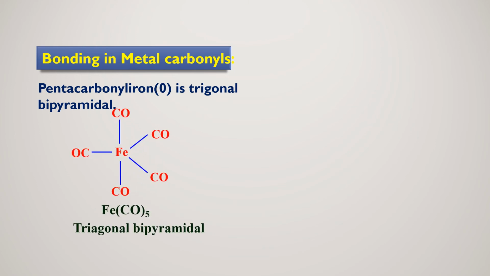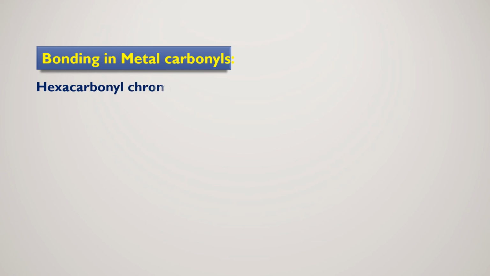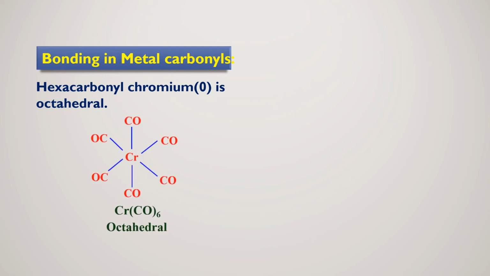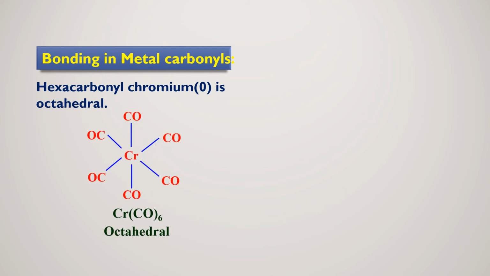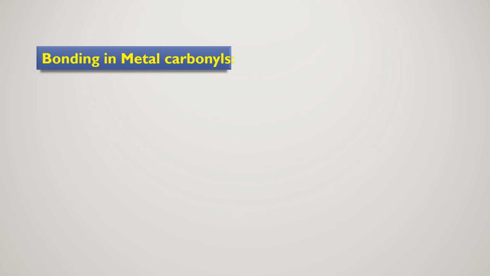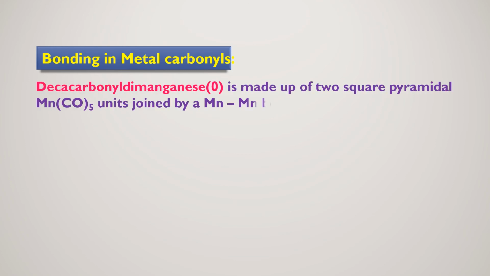Trigonal bipyramidal structure. In the same way, hexacarbonyl chromium has coordination number 6. So 6 carbonyls are there, which means it is an octahedral complex. Similarly, decacarbonyl dimanganese is made up of two square pyramidal pentacarbonyl manganese(0) units.